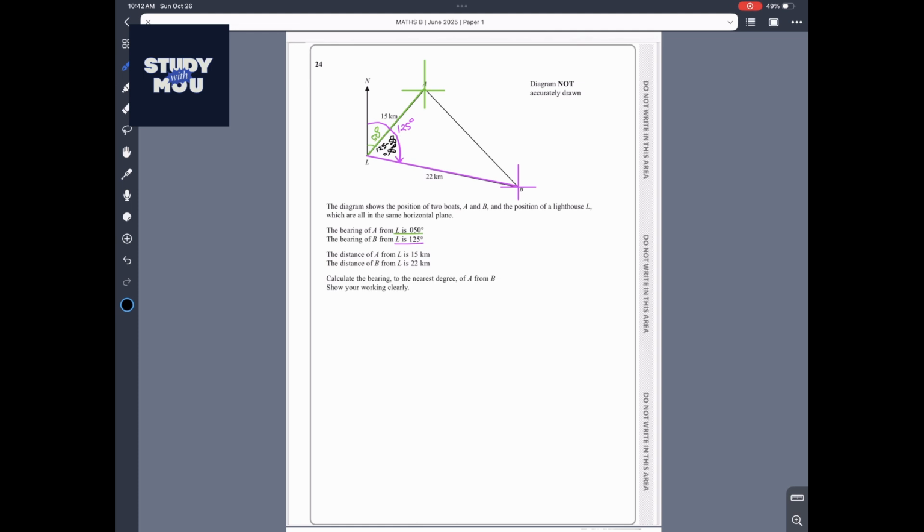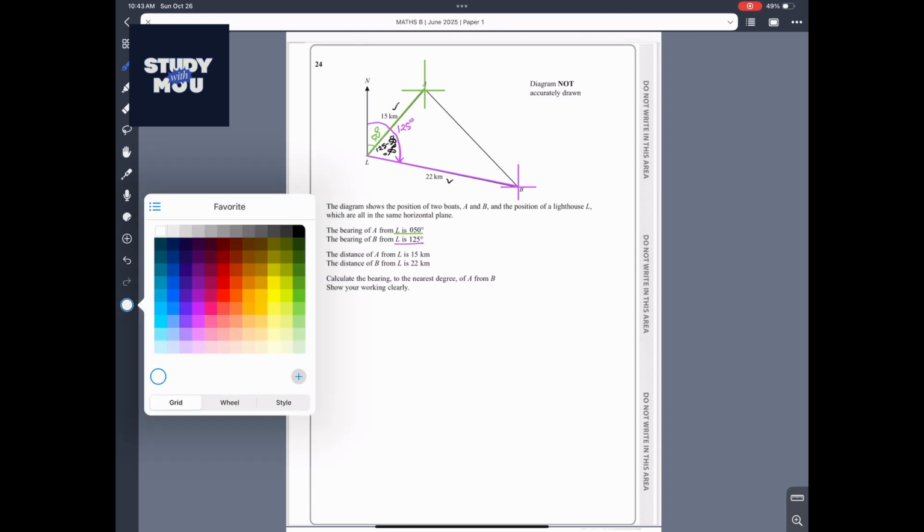The distance of A from L is 15 kilometers given. The distance of B from L is 22 kilometers given as well. Calculate the bearing to the nearest degree of A from B. Show your working clearly.